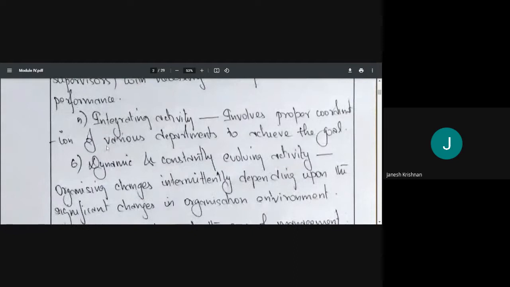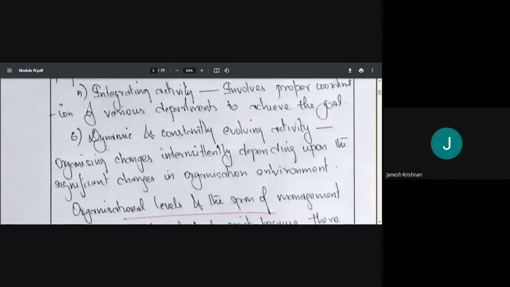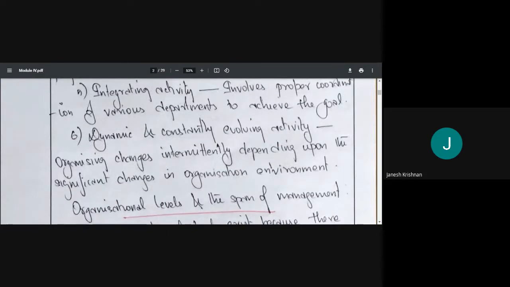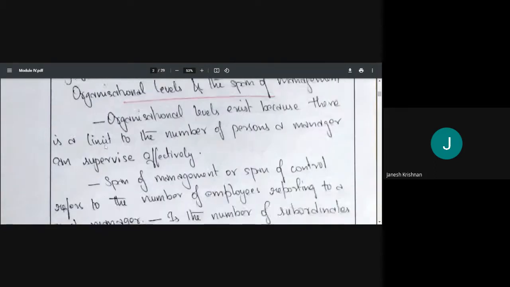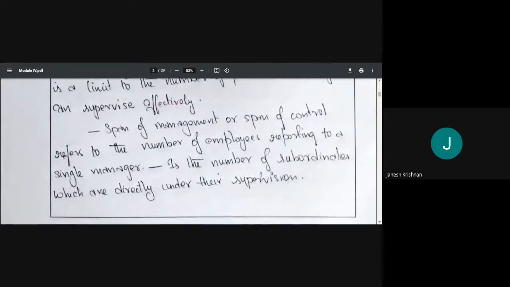So everything will be dynamic in nature. Organizing changes intermittently depending upon significant changes in the organization environment. The next topic is organization level and span of management. Organization levels exist because there is a limit to the number of persons a manager can supervise efficiently. Span of management or span of control refers to the number of employees reporting to a single manager, the number of subordinates directly under supervision.